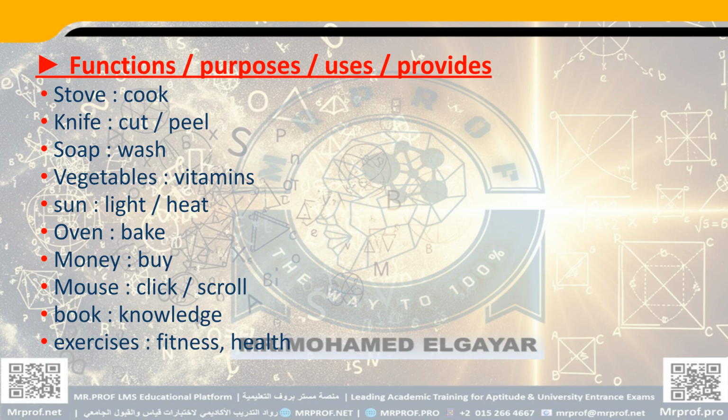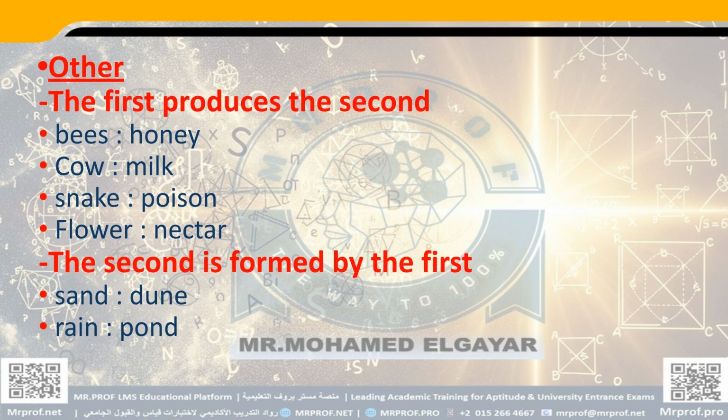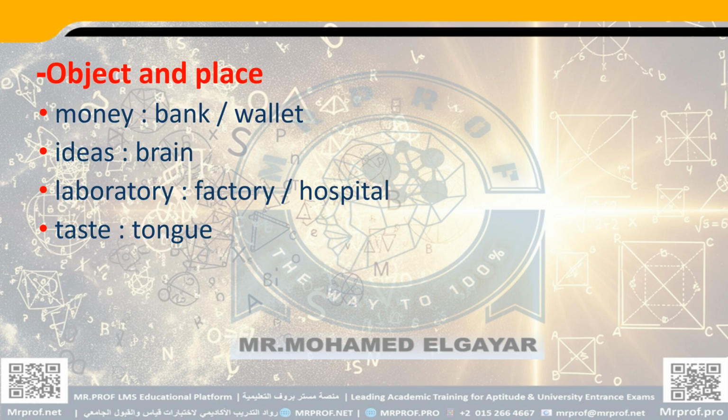Functions, purposes, uses, or provides relate an object to its intended action or benefit. A stove is for cooking, a knife is for cutting, and money is used to buy. Other analogy types include the first producing the second, like bees producing honey, and cow producing milk. Conversely, the second can be formed by the first, such as sand forming a dune. Object and place analogies link an item to where it is typically stored or found. Money is kept in a bank or wallet, and ideas are associated with the brain.